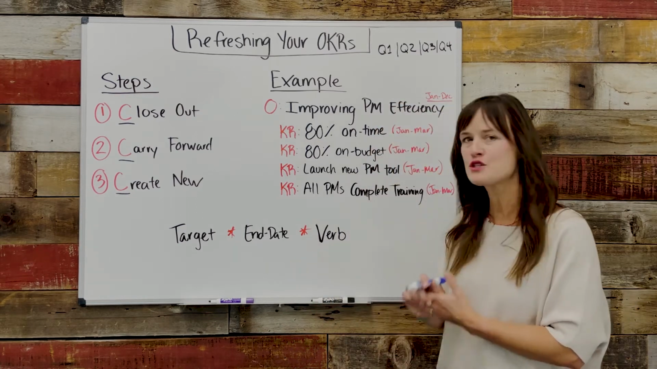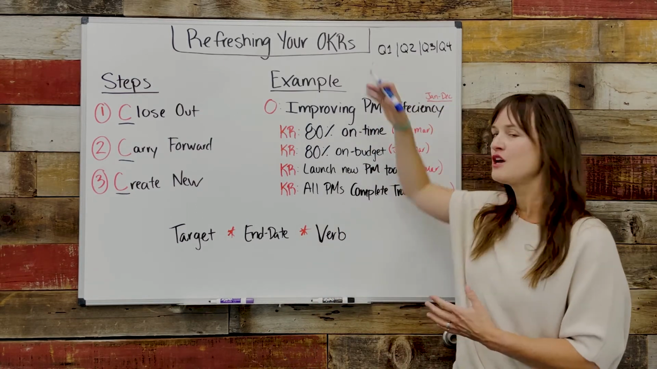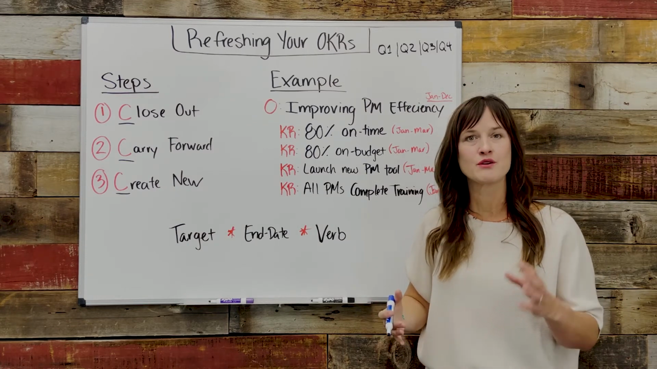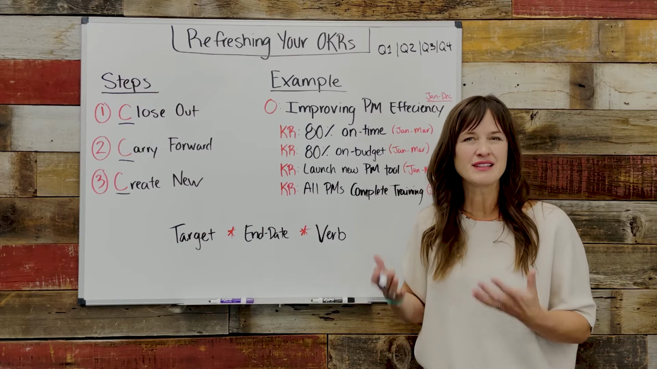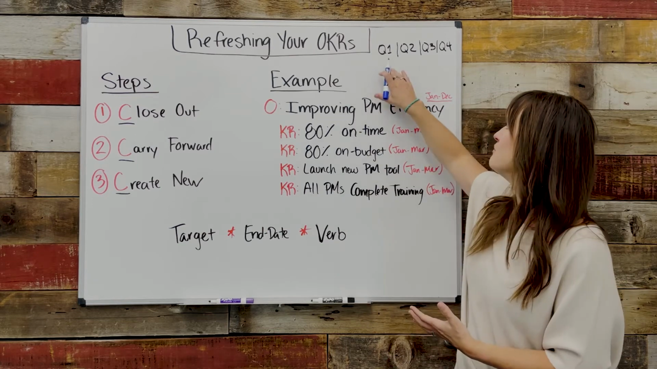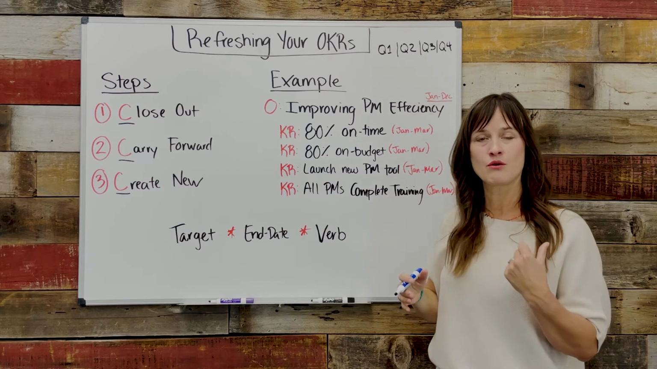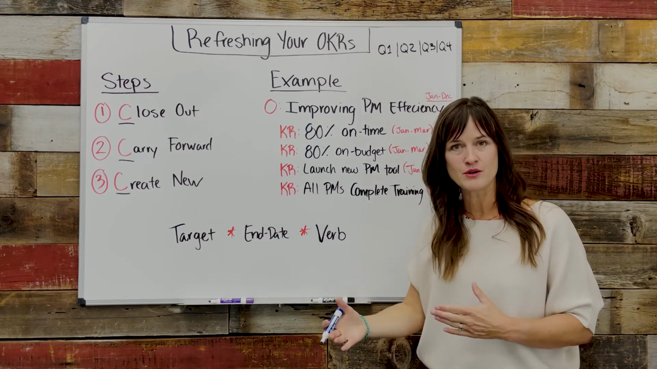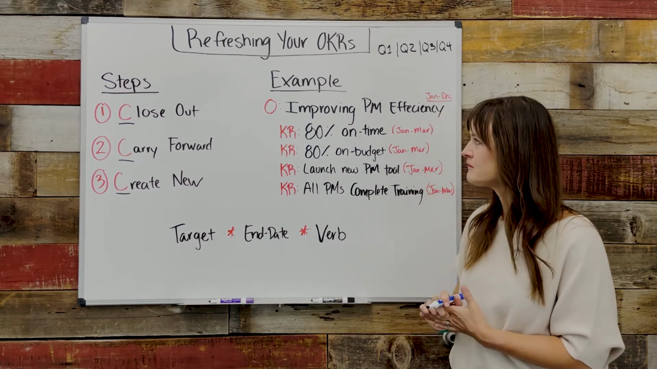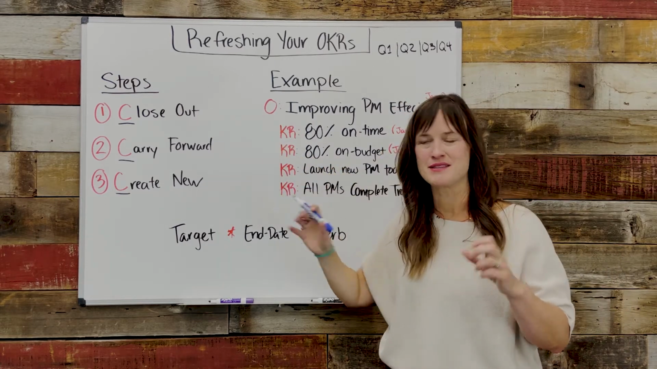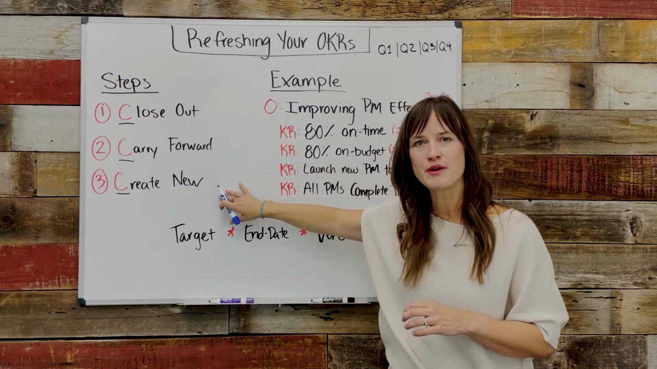So let's assume for a second you're at the end of quarter one, so you're at the end of March. The first quarter is January, February, March. So let's say we're the last week of March and you're moving into quarter two. So you're reporting on what you got done in quarter one and what you're going to focus on for quarter two. We like to think about using the 3 C's when we're refreshing our OKRs.